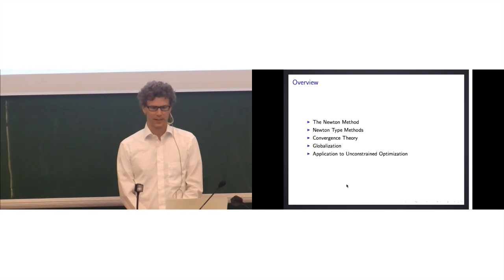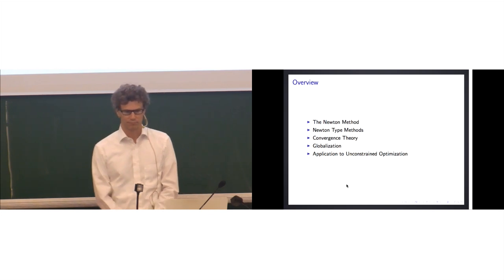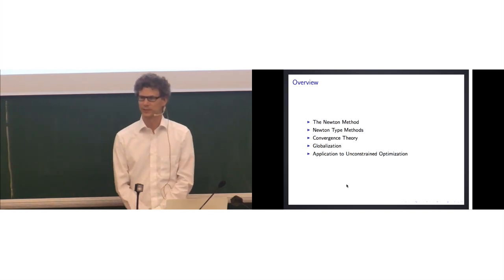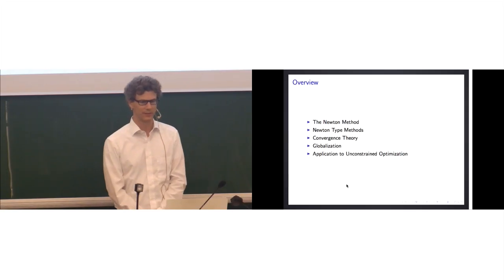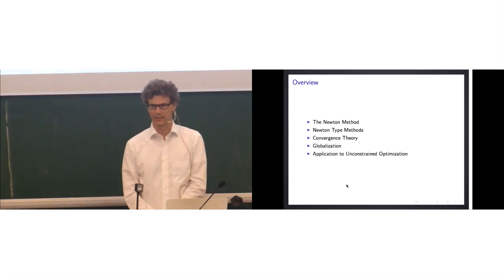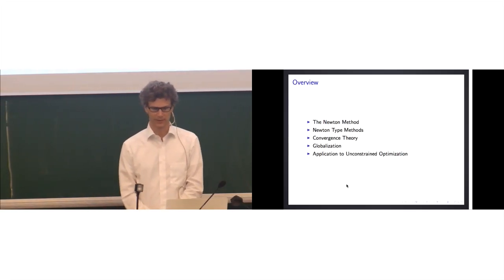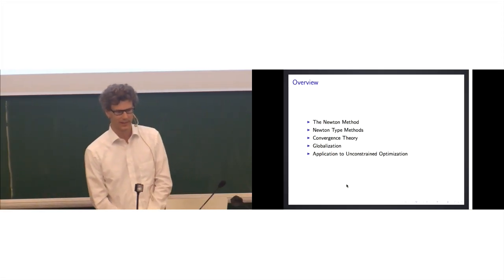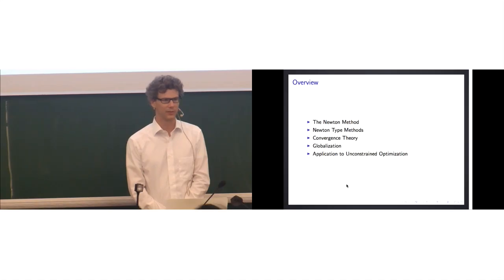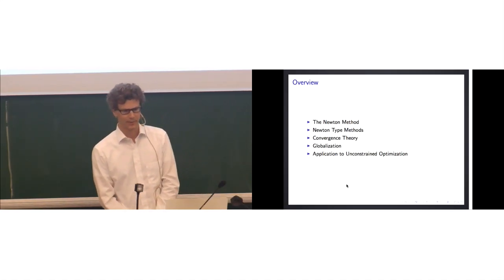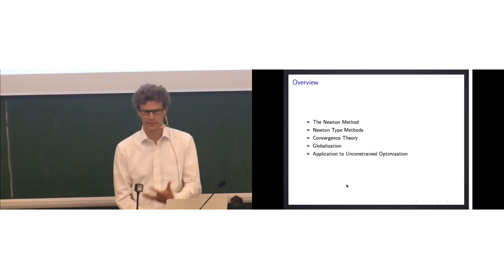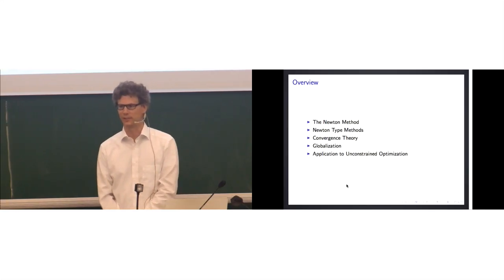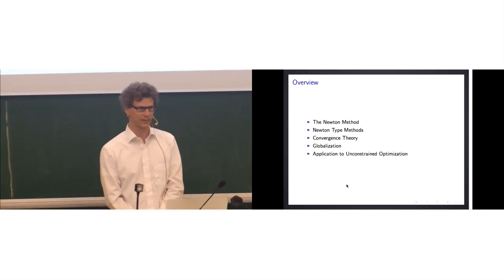The talk is structured as follows. I will first introduce the plain Newton method, then introduce the general class of Newton type methods, which are much more general, discuss, actually even prove the convergence result that exists for these type of methods, mention the topic of globalization, because Newton's method usually doesn't converge like that, and show how this can be directly applied to unconstrained optimization, which is what we will do in the next exercise.